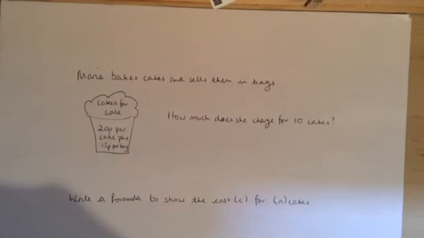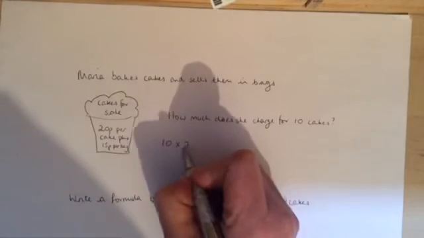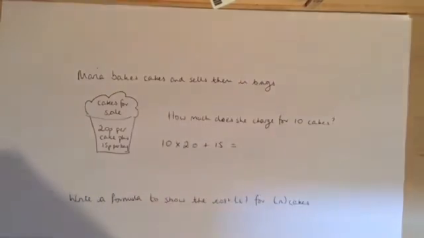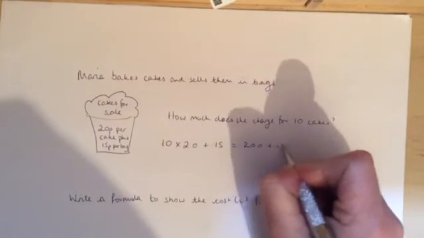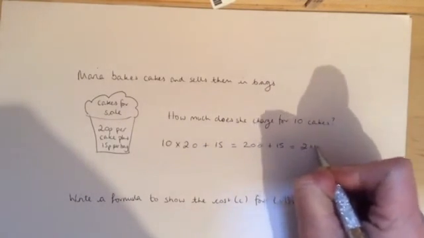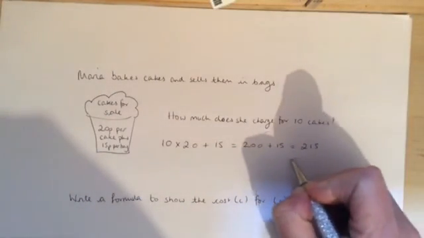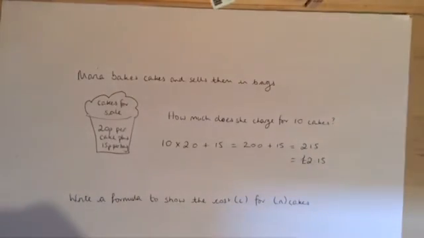Okay, welcome back. So we know that she charges 20p for each cake, and if we're buying 10 cakes, that's going to be 10 times 20p plus the 15 pence for the bag. So 10 times 20 is 200 plus 15 is 215, which in terms of pounds and pence, if the question asked me to give my answer in pounds and pence, then I know there's 100 pence in a pound, so then my answer would be £2.15.